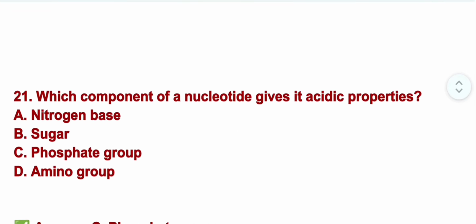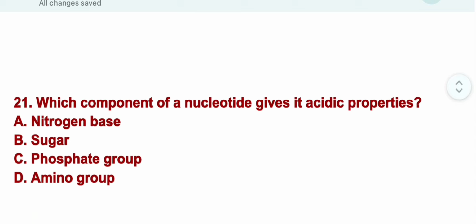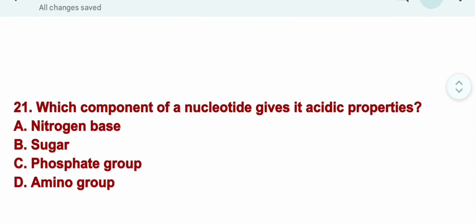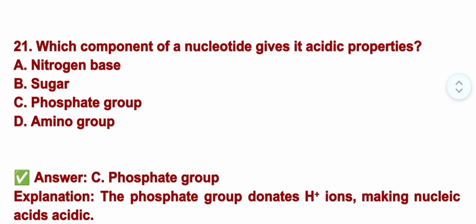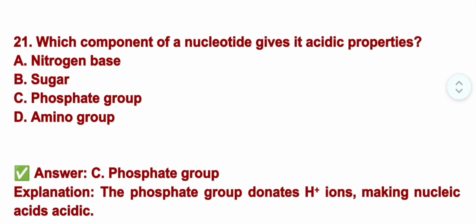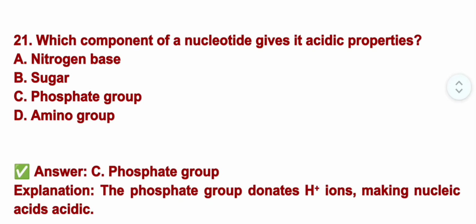Question number 21. Which component of nucleotide gives it acidic properties? The correct option is option C. Phosphate group. The phosphate group donates H+ ions, making nucleic acid acidic.